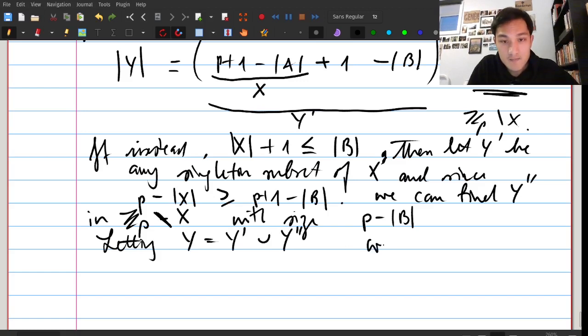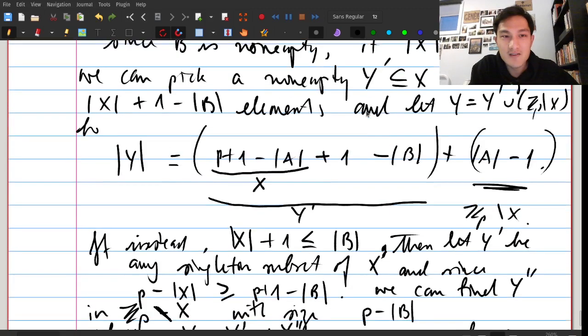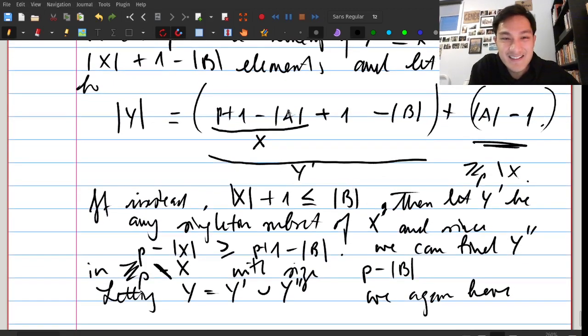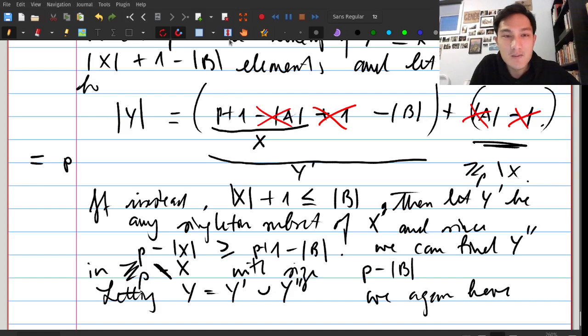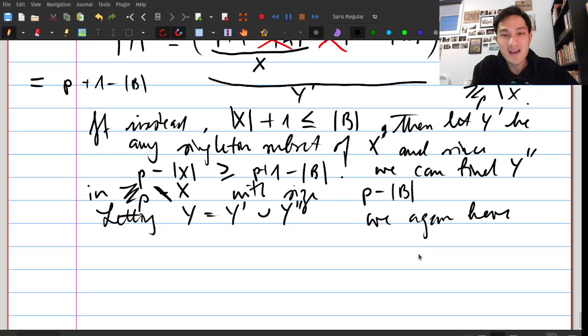Okay, so we again have size of, we never actually cancel things out. Let's just write this here. The p's cancel. Okay, so there's a p. Let's just use red. These cancel out. This cancels with that. So it's p plus 1 minus b, right? And here we again have p minus b plus 1. So size of y is equal to p plus 1 minus b.